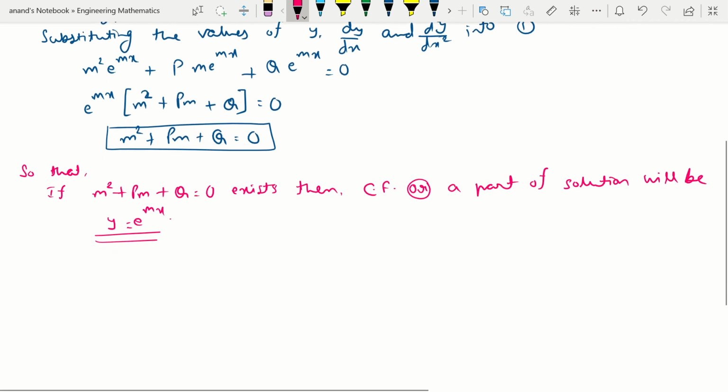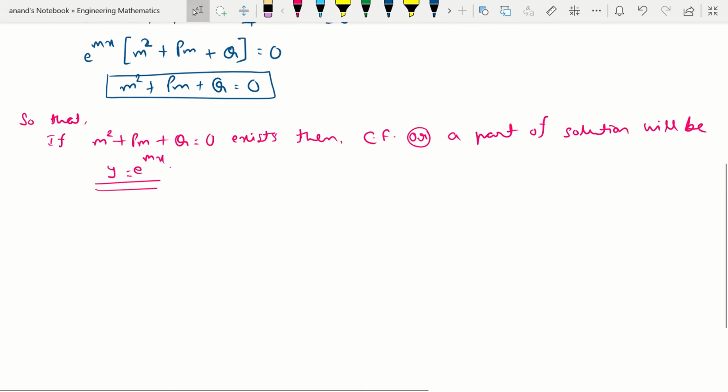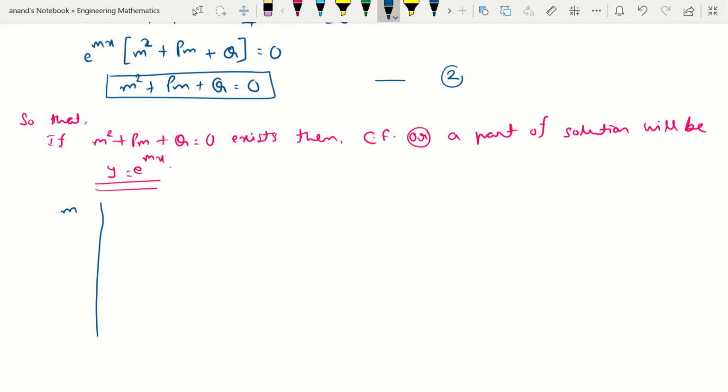Now let us apply this condition to certain values of m. Let us say we have some values of m, and on putting these values in equation number second, we can determine directly the value of the complementary function.